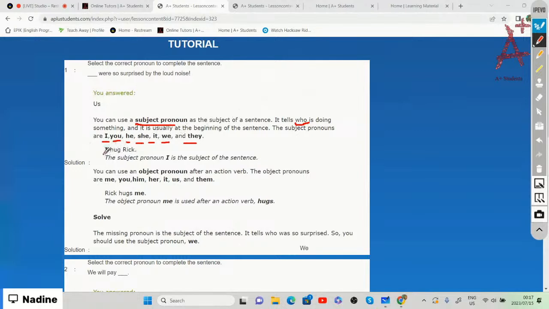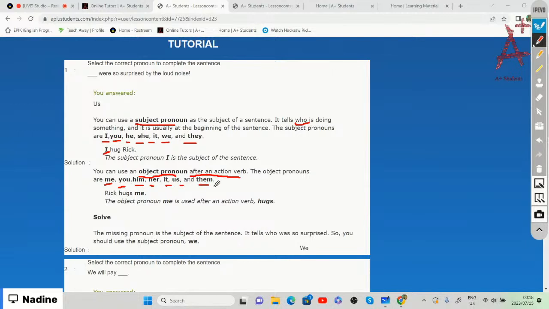So I tells us who is doing something. And it's also at the beginning of the sentence, right? So I is the subject within that sentence. Then we also have an object pronoun, right? And an object pronoun we can use after an action verb. The object pronouns are me, you, him, her, it, us, and them, right?